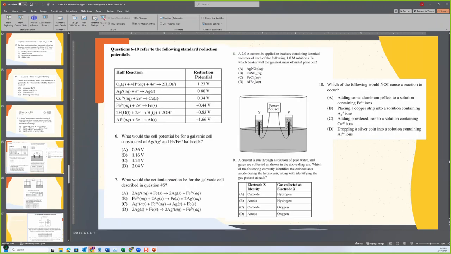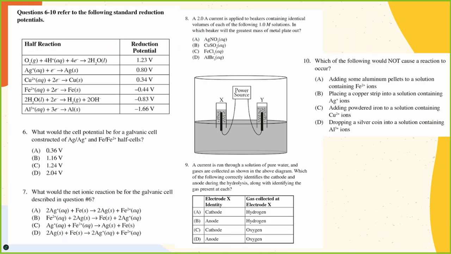Question 8. Current applied to beakers containing identical volumes of each 1 molar solution. So they're saying it's silver. It's the most positive reduction potential. I guess running the current will make that one go the fastest. Oh, I don't know why they put that kind of question in. I think that's an older question. I don't think they're going to ask you that, but anyways, they're saying it's A. I'll have to look that one up in a little more detail, because they don't usually have electrolysis ones where they have positive potentials, but okay.